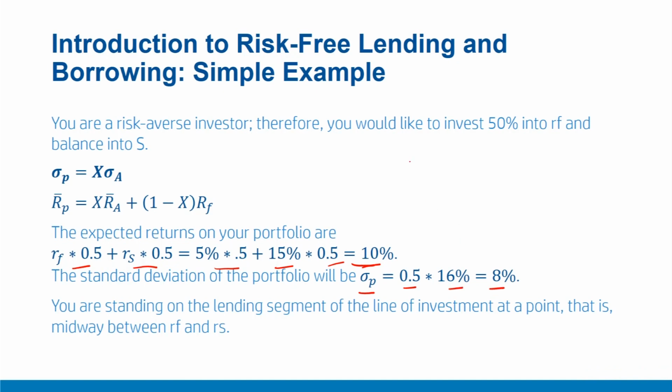And therefore, at this stage, we are standing on that lending segment of the portfolio. If this is the tangency portfolio S, and this is RF, then right now we are standing somewhere in the middle of this, which offers us an expected return of 10% and risk of 8%. So this is midway between RF and S.